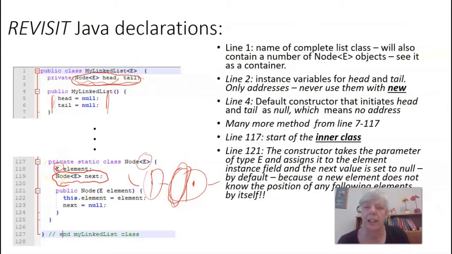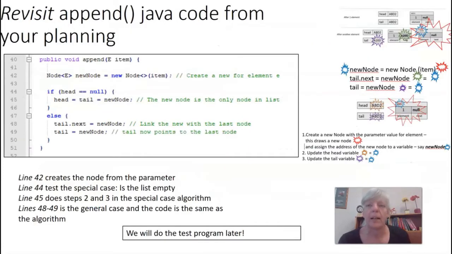Now, the constructor of the node receives the element and assigns it to the instance variable. This is only because the parameter and the instance variable have the same name. We did append. Let's quickly go through this code. You will remember the planning, which is here at the right hand side.